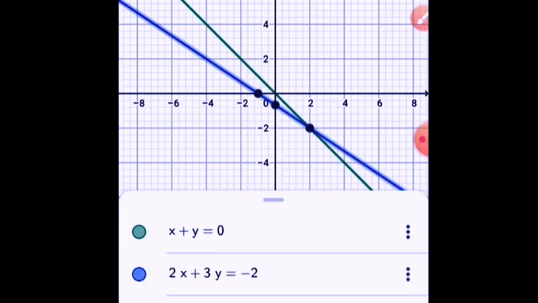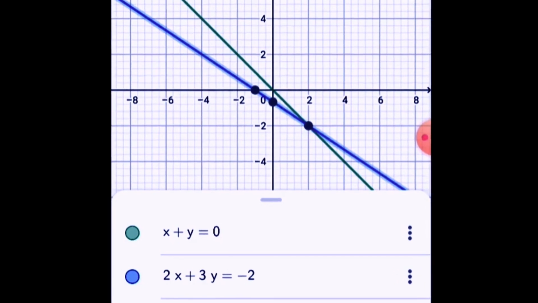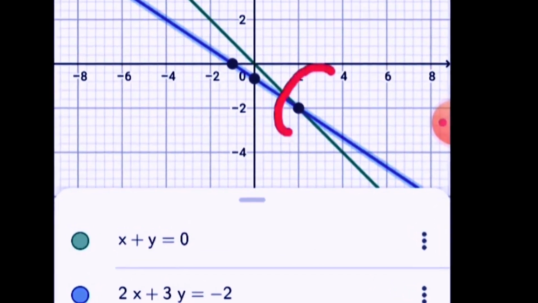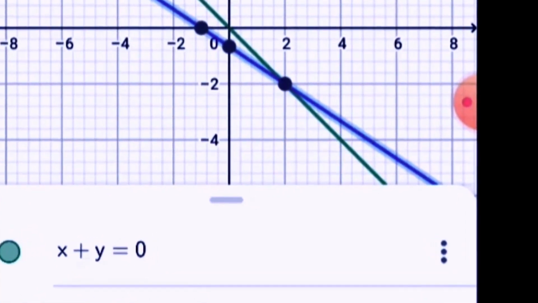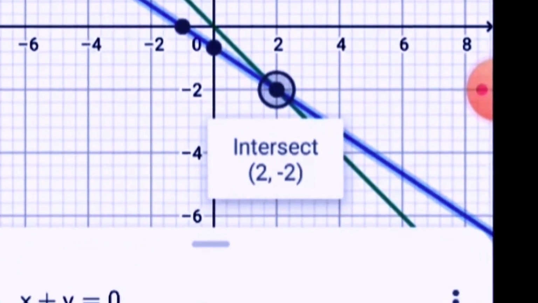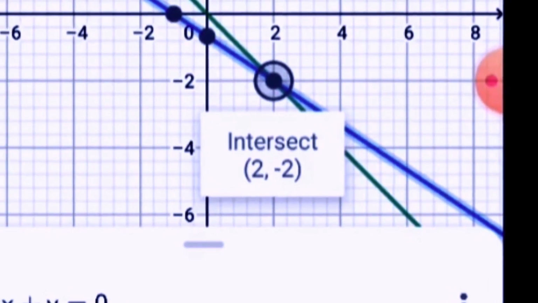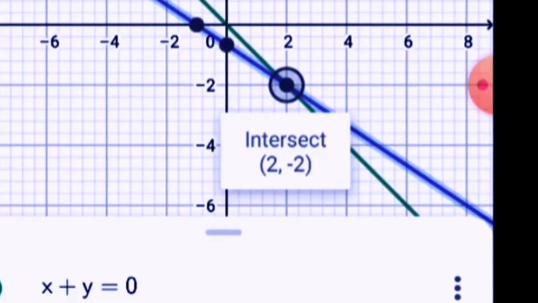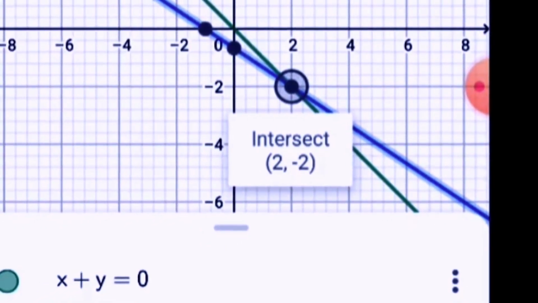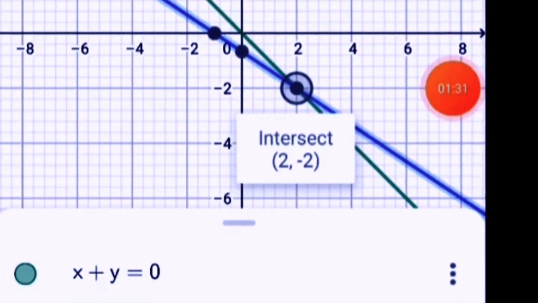When we plot this, what we are looking for right now is the point where the two graphs intersect, which is this dotted line over here. So what we're going to do is look for what that point is. That point is, as you can see, x equal to 2 and y equal to -2, which agrees with the question that we solved initially.